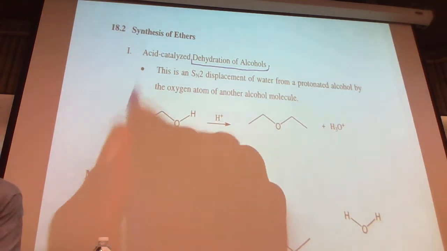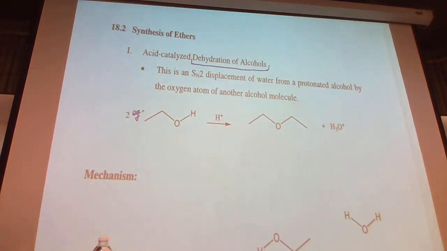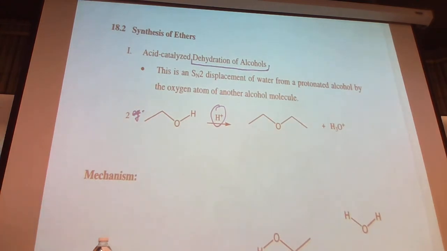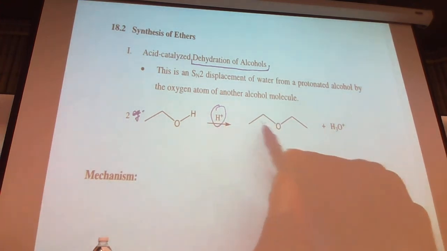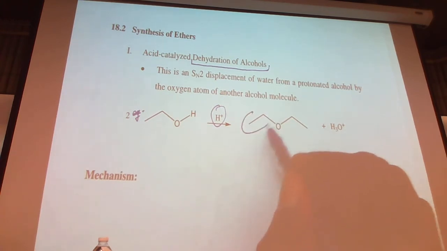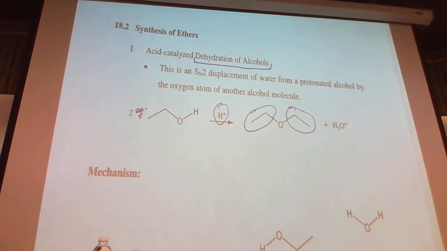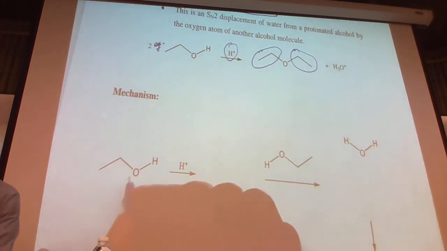So here you're using two equivalents, these two means two equivalents of the alcohol, in the presence of an acid. So this acid is going to protonate one, and you have this from one, that from the other equivalent. Okay? So let's look at the mechanism in the proper sense of it.